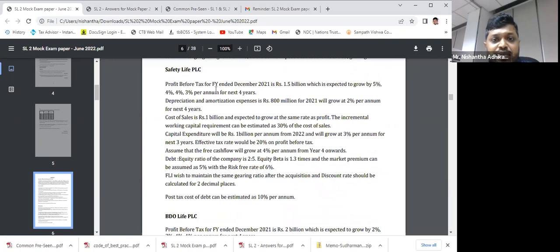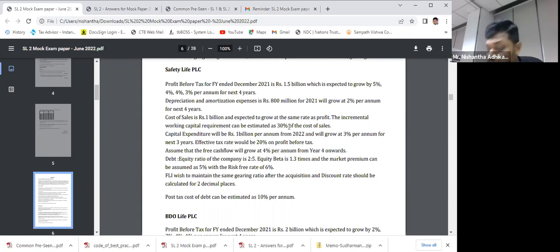Profit before tax for the financial year ended 31st December 2021 is 1.5 billion, which is expected to grow by 5%, 4%, 4%, and 3% per annum for the next 4 years. Profit before tax growth you have to look at. Cost of sales is rupees 1 million and expected to grow at the same rate as profit. The incremental working capital requirement can be estimated at 30% of the cost of sales. Now, you have to estimate.